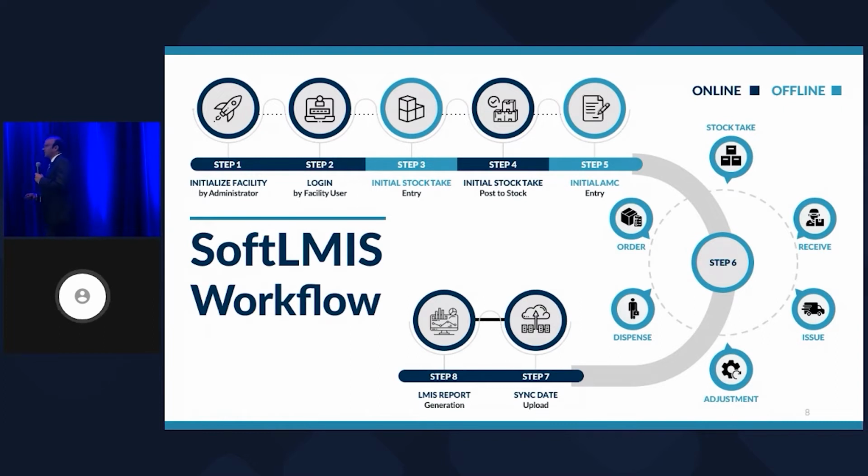Every facility has to be initialized, meaning you say, okay, this facility will start using the eLMIS. Then they log in, and then you have to do an initial stock take, a physical count, to start your software. Then the average use, AMC, average monthly consumption, needs to be entered so that the orders can be generated. Then the main tasks of the month, stock takes, receive, issue, all the regular functions continue for the month. And normally at the end of the month, you can generate the LMIS report. That's why we put it at the end.